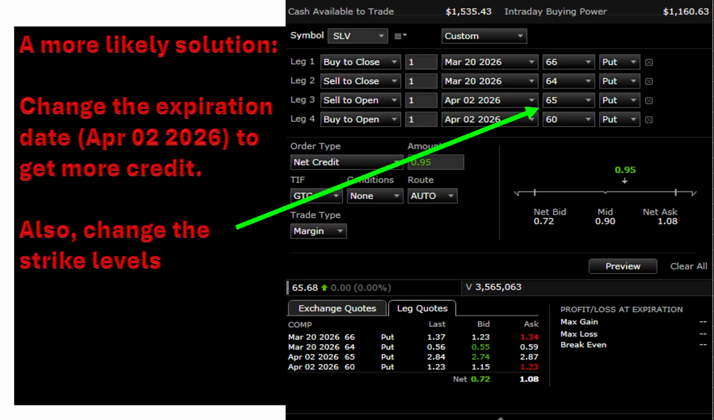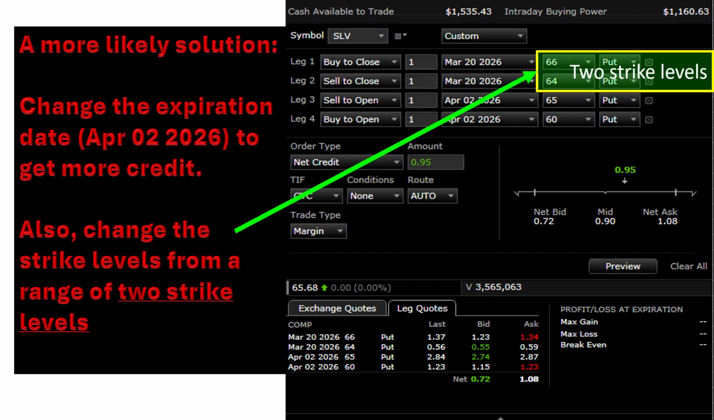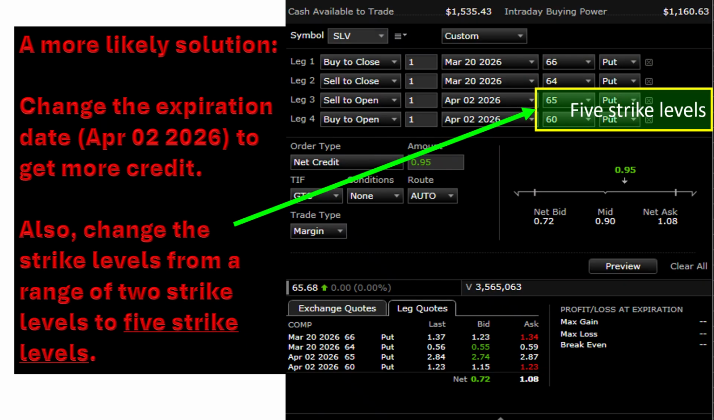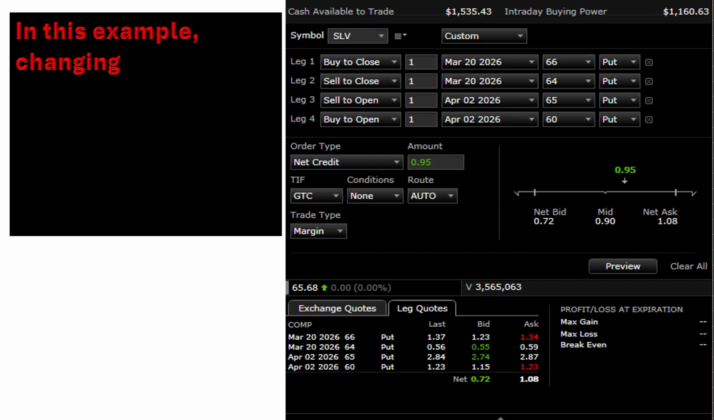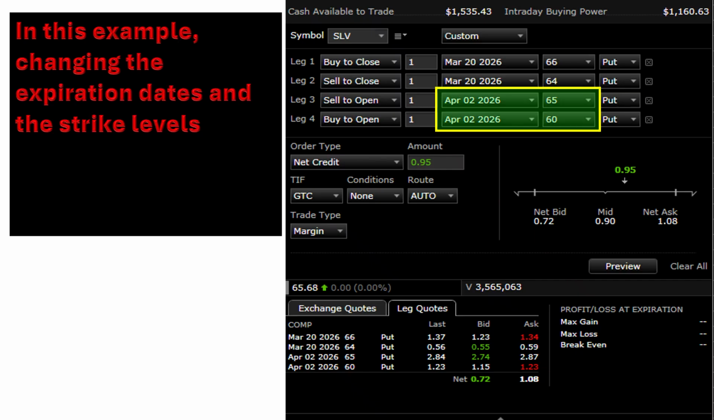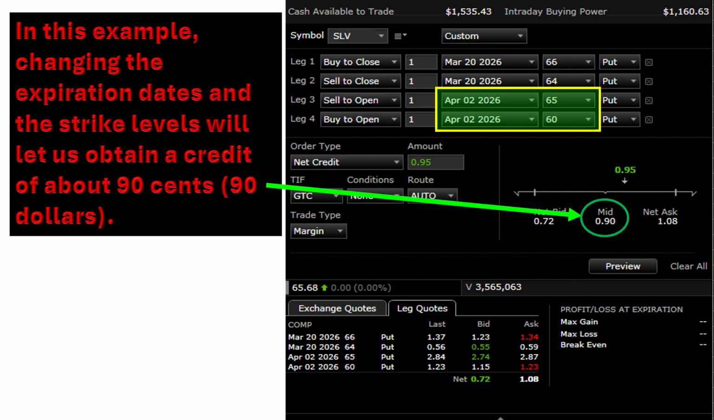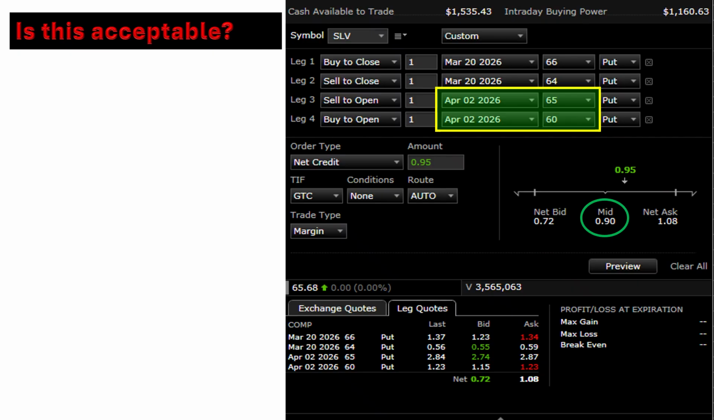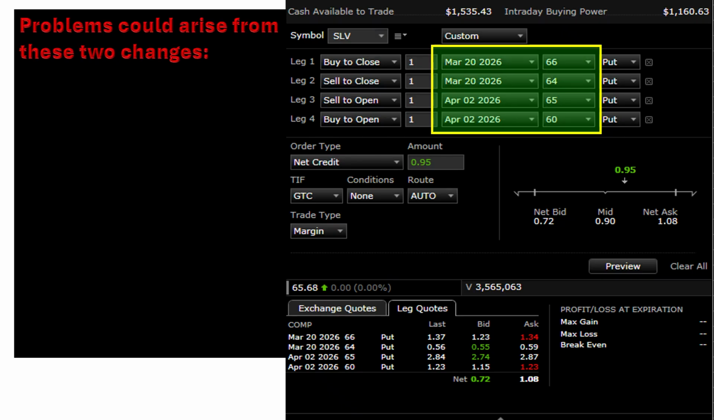Also, you can change the strike levels from a range of 2 strike levels to 5 strike levels. In this example, changing the expiration dates and the strike levels will let us obtain a credit of about 90 cents, meaning $90 more credit. Is this acceptable?